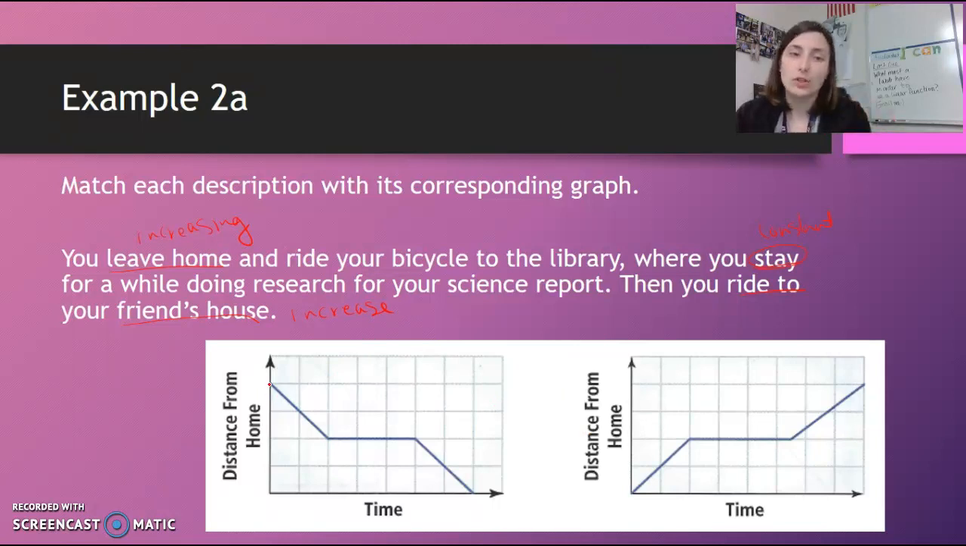So when I look at this first one, we're starting away from home. Whereas up here we say we leave home. So because we start away from home, that means this first one can't be. And our distance keeps getting closer to home. And we end at home. But here we are saying that we began at home. So that would be here where we begin at home.